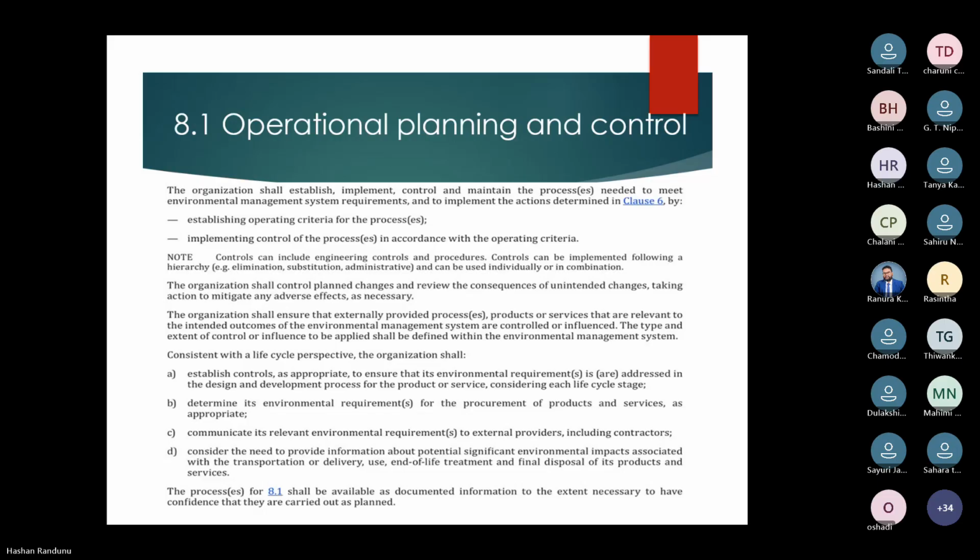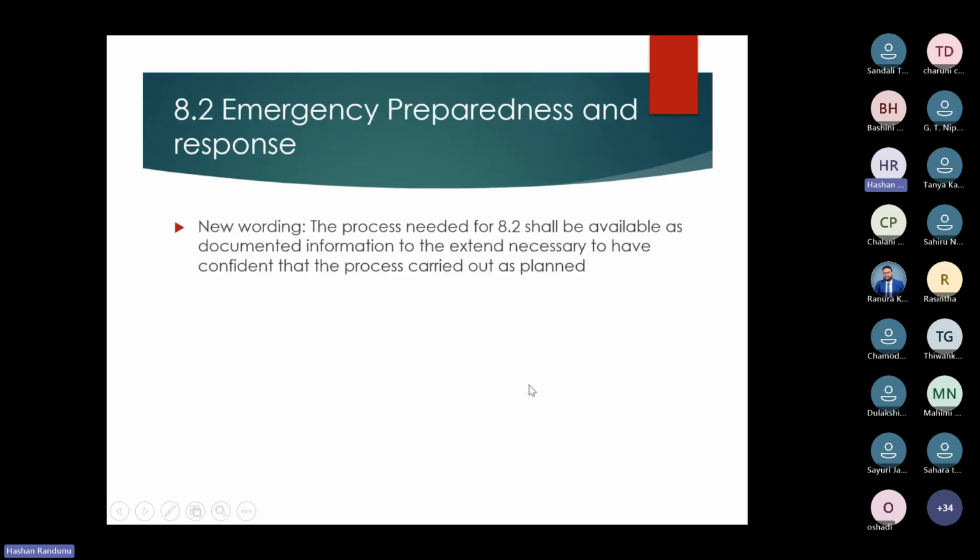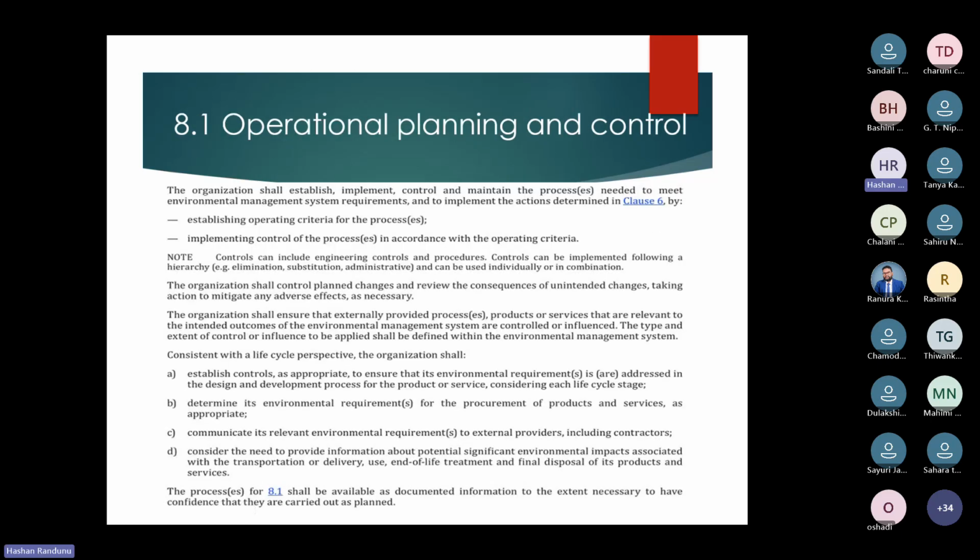And then consider the need to provide information about potential significant environmental impacts associated with the transportation or delivery, use, end of life treatment, and final disposal of its products and services. Right. We talked about this earlier. And the processes for 8.1 shall be available as documented information to the extent necessary to have confidence they are carried out as planned.